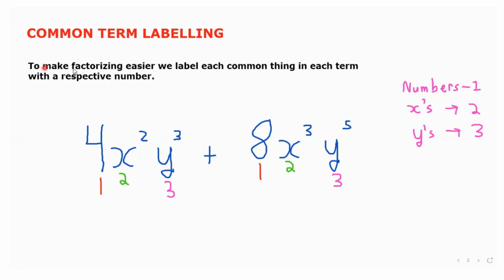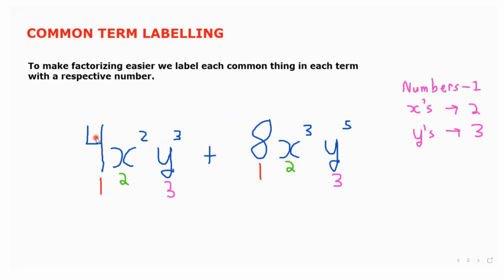To make factorizing easier, we label each common thing in each term with a respective number. Okay? So everything you see common, if the numbers are common, you give it a number. If the x's are common, you give it another number. If the y's are common, you give it another number. And if they have any other letters, just give it another number. So we have an example at the bottom here.